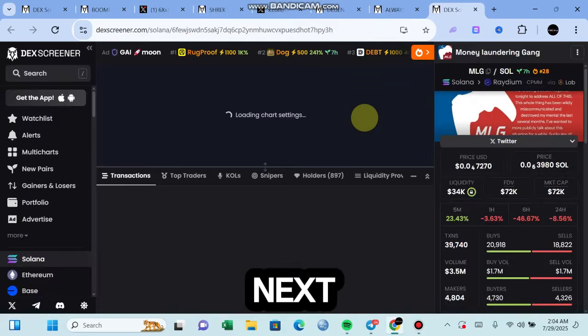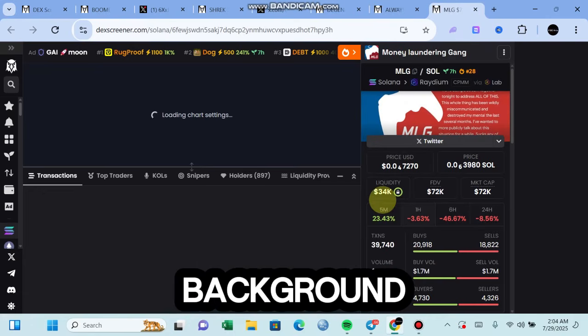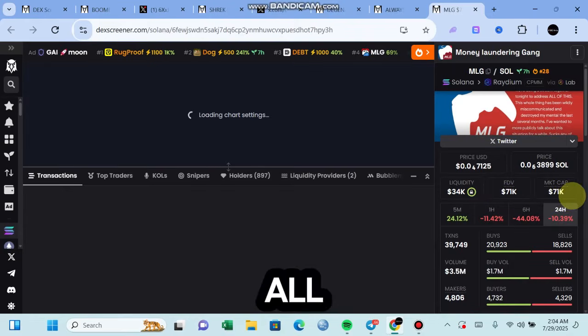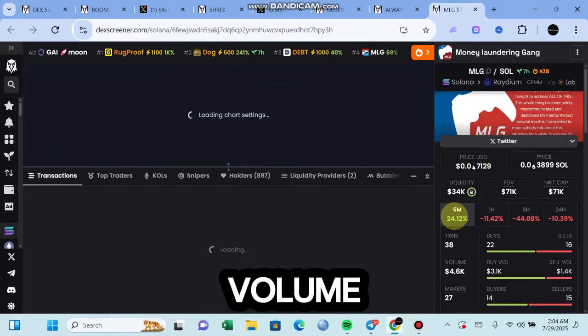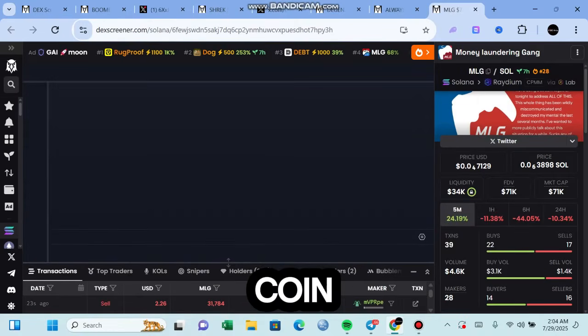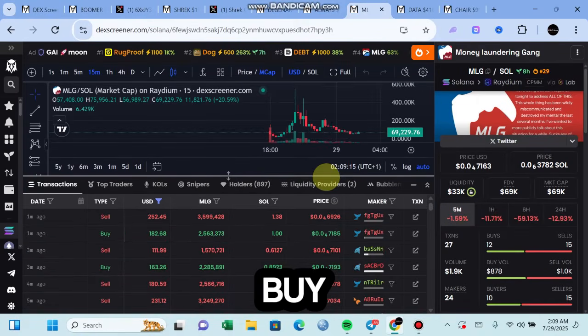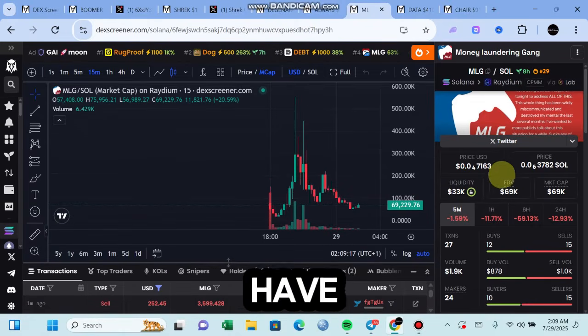Let's go over to the next one. This one, liquidity is locked. Market cap looks fine. But in the last 5 minutes, you can see that very little volume has come into this particular coin. You should buy a coin that has volume, but this one does not have volume, so it does not look good.